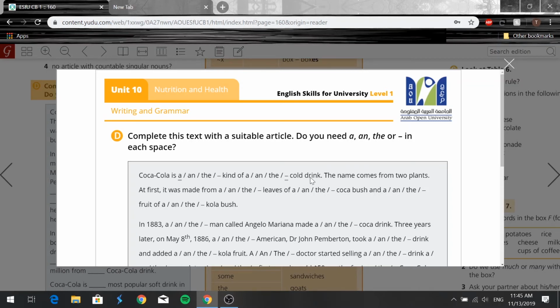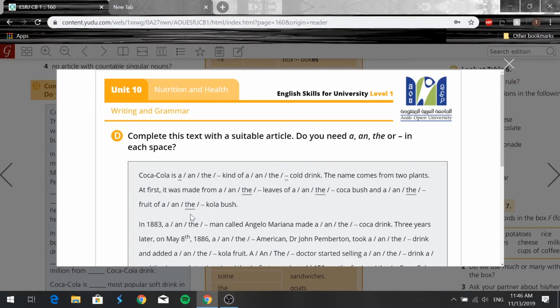Okay, the name comes from two plants. At first it was made from, I can't say "a leaves" or "an leaves", so I'll say the leaves of the coca bush and the fruit of a cola bush, of the cola bush, sorry, not a. So the fruit of the cola bush.